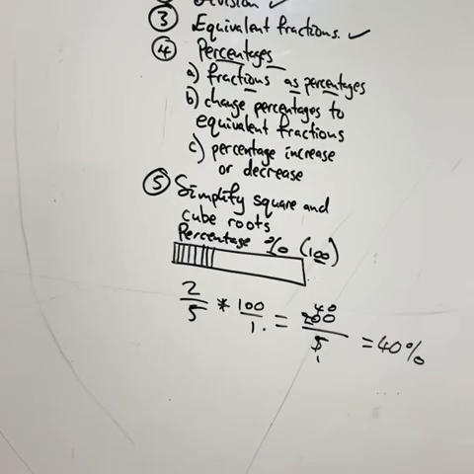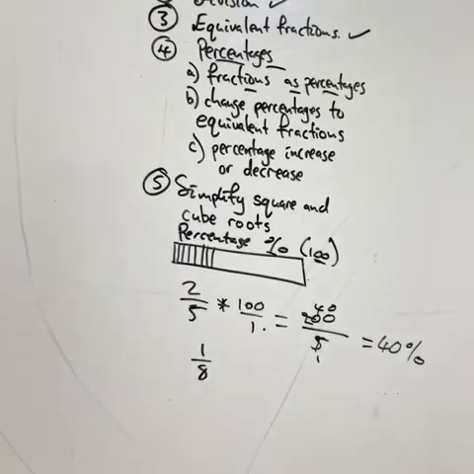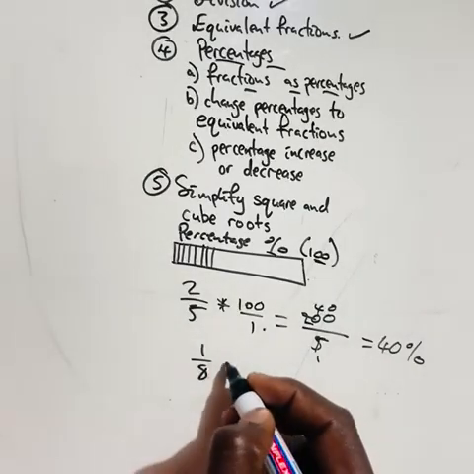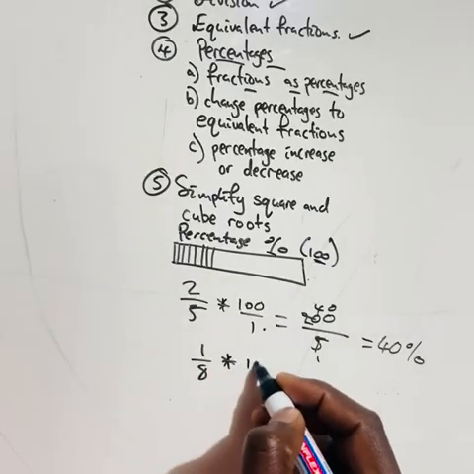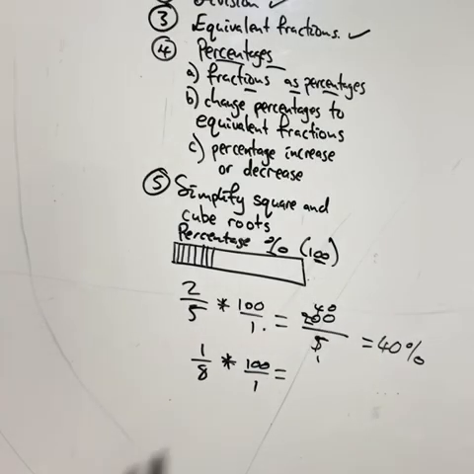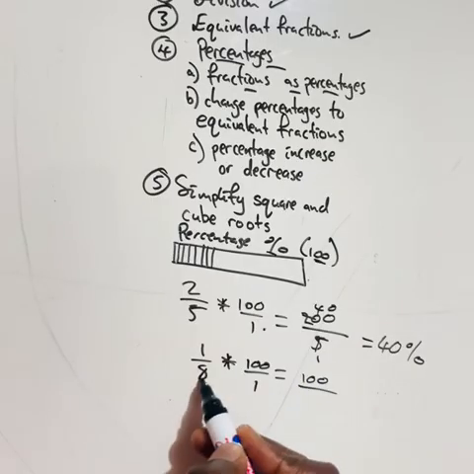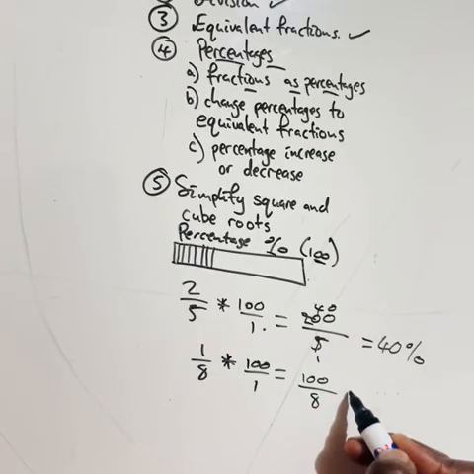Let's look at another fraction. Let's look at 1 over 8, an eighth. So we are given 1 over 8. They want it as a percentage. We now say 1 over 8 multiplied by 100 over 1, which is equal to 100 multiplied by 1 is equal to 100, over 8 multiplied by 1 is equal to 8.